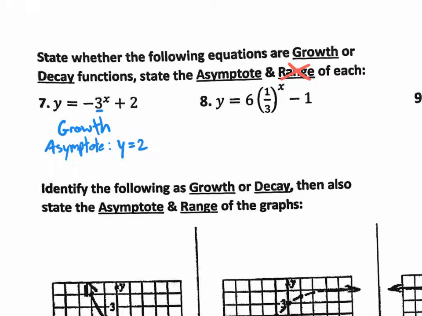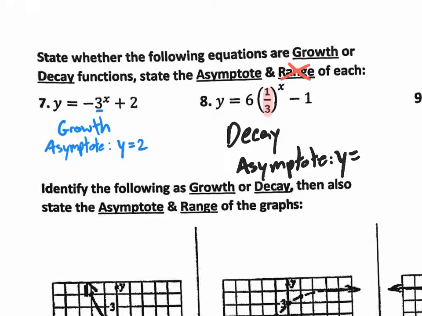It definitely is decay because the base, as you could see, is 1/3, which is less than 1. So that's definitely decay. Okay, and the asymptote is what? Y equals -1. So that's pretty easy.